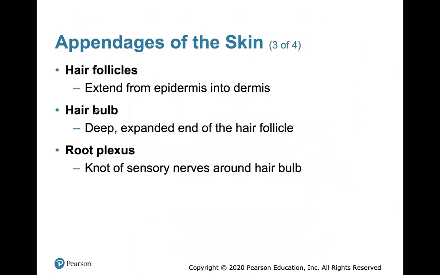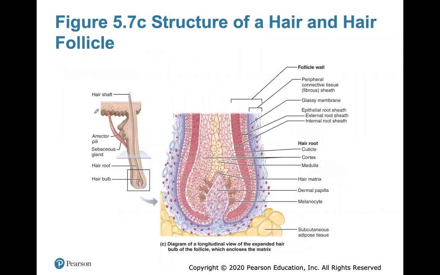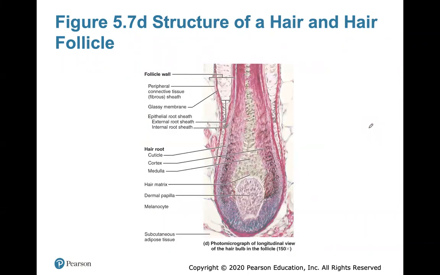The hair follicles extend from the epidermis to the dermis. The hair bulb is the deep expanded end of the hair follicle, and the root plexus is the knot of sensory nerves around the hair bulb. So you can see here a little bit more what makes up the hair root, the hair matrix, the follicular wall, and so forth. Here's a photomicrograph of a longitudinal view of the hair bulb in the follicle. So again, the hair bulb lies in the follicle, and that's what causes the hair to grow.